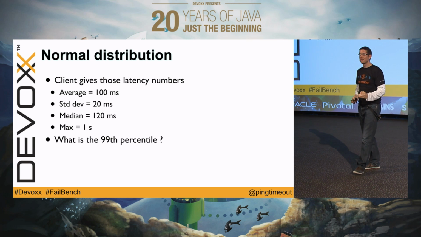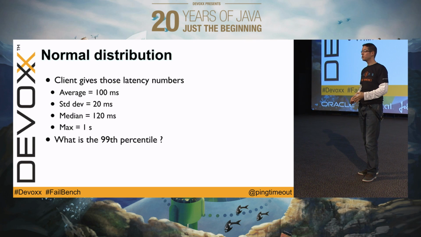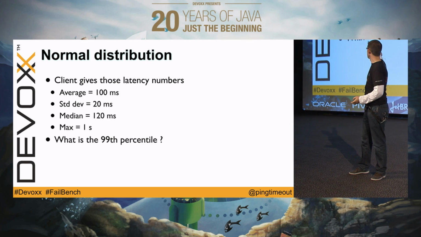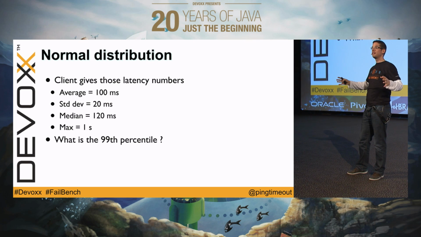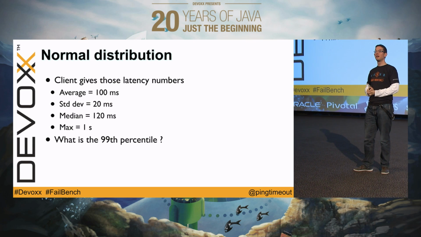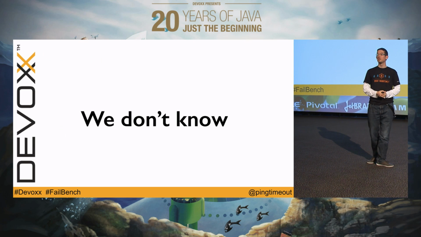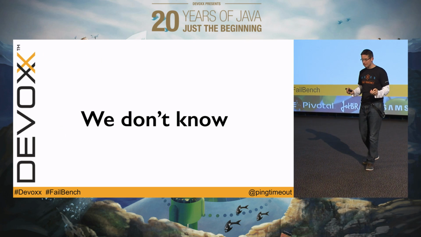The problem here is that my client assumed that latency follows a normal distribution and that he could only keep those numbers and still get all the data points back. So that would be a really efficient compression method. But latencies never follow a normal distribution. And it actually makes sense.